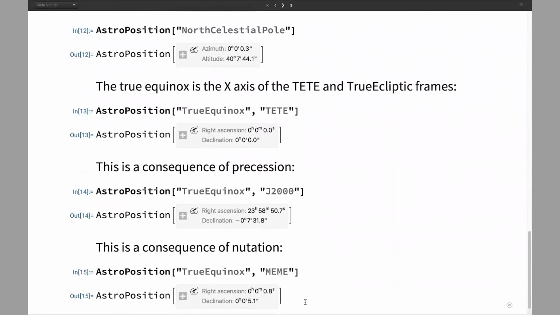And this is a consequence of nutation, right? So mean equinox means averaging for nutation. And so we see here a few arc seconds due to the nutation of the Earth. The axis of the Earth is wobbling with a period of about 18 years and an amplitude of about 10 arc seconds.